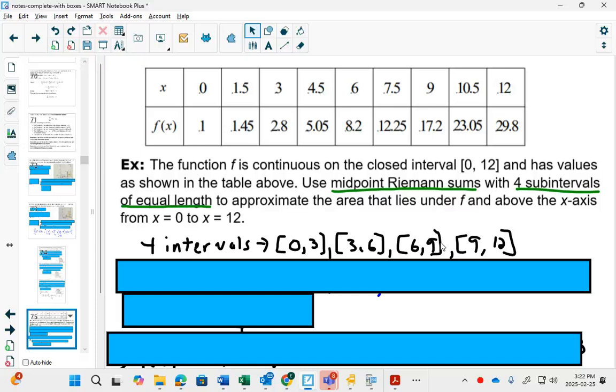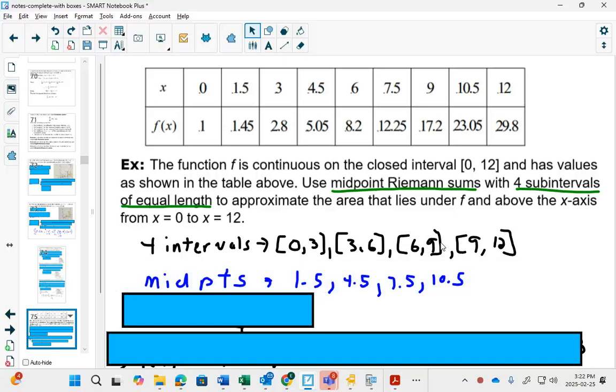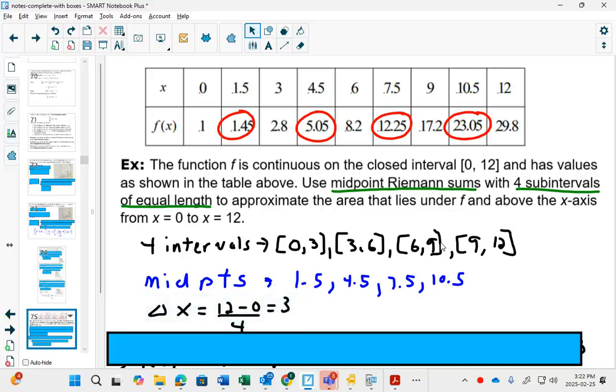This chart would give you enough information to find left Riemann sums, right Riemann sums, and the midpoint Riemann sums. If you want the midpoint Riemann sums, you're going to need to use the 1.5, the 4.5, the 7.5, and the 10.5. What I'm circling now in red are the heights of your 4 rectangles. Does that make sense? Those are the heights of our 4 rectangles. The width of our 4 rectangles are all 3.